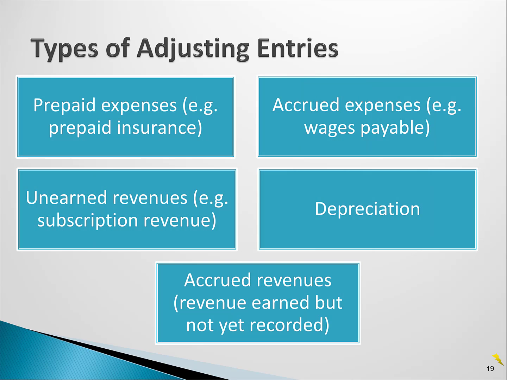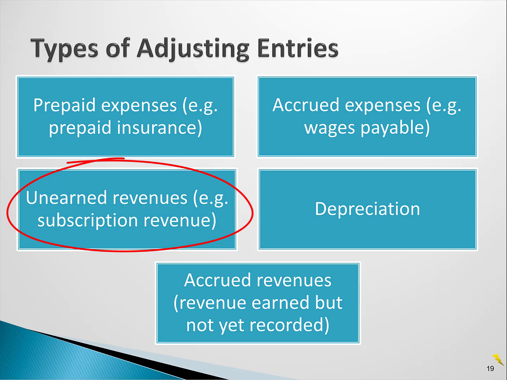So there are several different types of adjusting entries. There are prepaid expenses, for example, prepaid insurance, prepaid rent, and office supplies. And there are accrued expenses, for example, wages payable. Remember, accrued just means something has accumulated but has not yet been recorded. In this case, accrued expenses. And when you're talking about wages payable, it would be wages expense and wages payable that would appear in the adjusting entry. Also know that wages payable is also called salaries payable, and the expense account would be salaries expense.